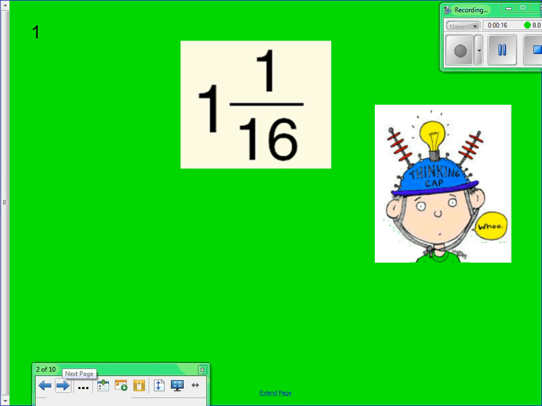We have a mixed number. Let's change this to an improper fraction. So as an improper fraction, we want the numerator to be larger than the denominator. So all we're doing is this clock motion. We're multiplying first, right? And then we're adding. 16 times 1 is 16, plus 1 is 17. I have a 17 over a 16.